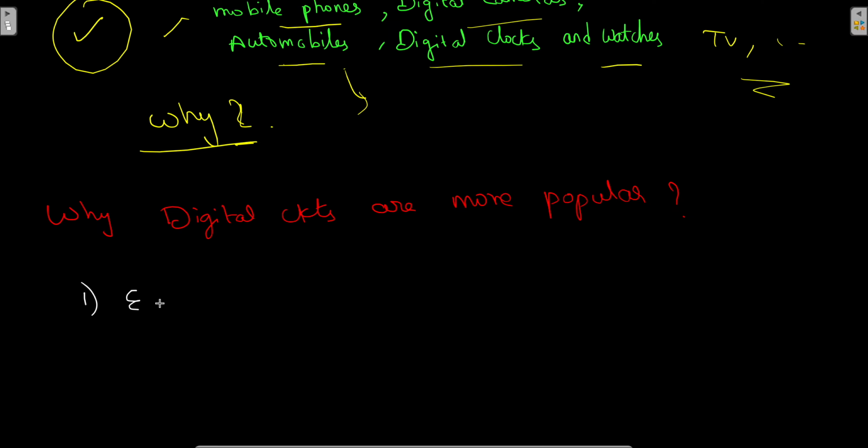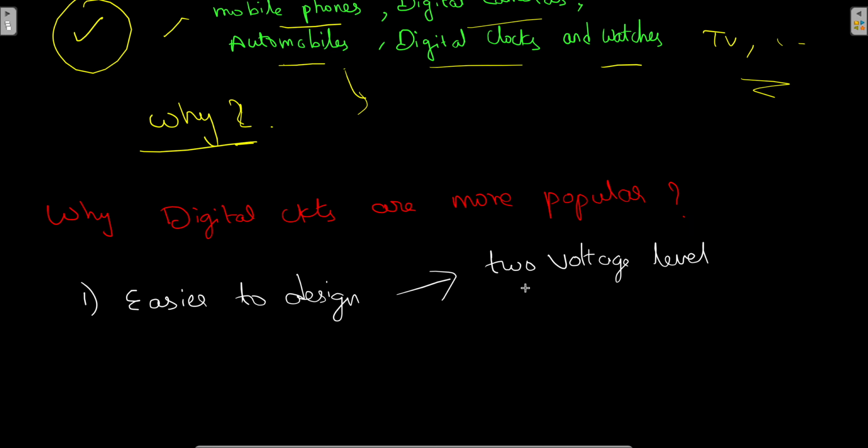Because it is easier to design. How is it easier to design? Because digital circuits only use two voltage levels. Usually it is high or low, so the designing of the circuit will be reduced.